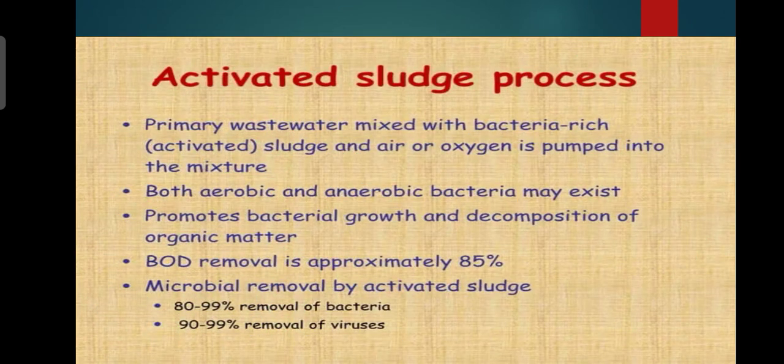Activated sludge process. Primary wastewater is mixed with bacteria-rich sludge, and air or oxygen is pumped into the mixture. Both aerobic and anaerobic bacteria may exist. This promotes bacterial growth and decomposition of organic matter. BOD removal is approximately 85%. Microbial removal by the activated sludge.